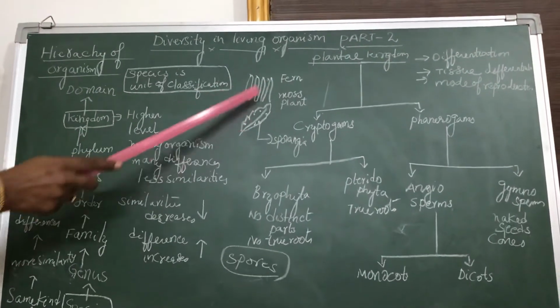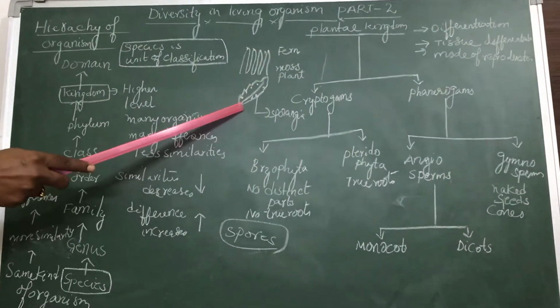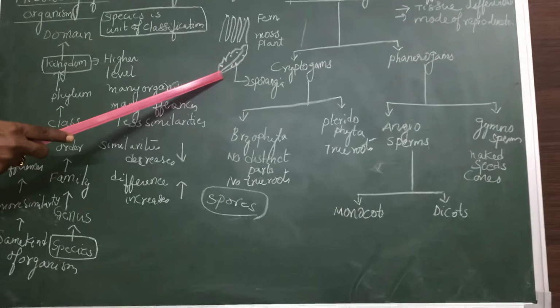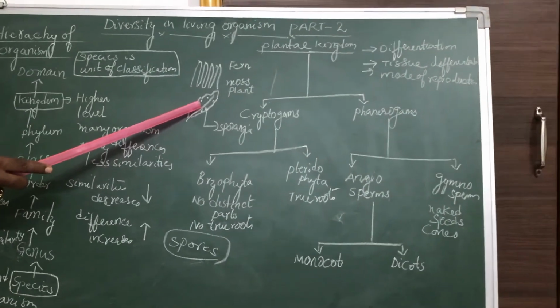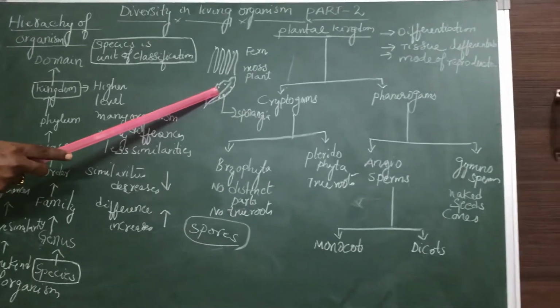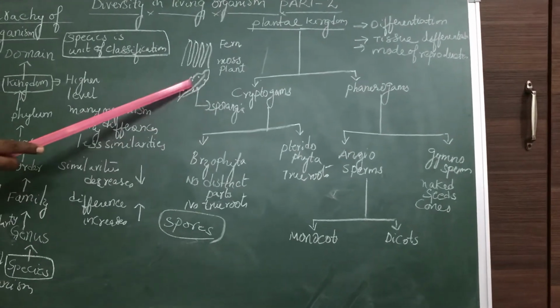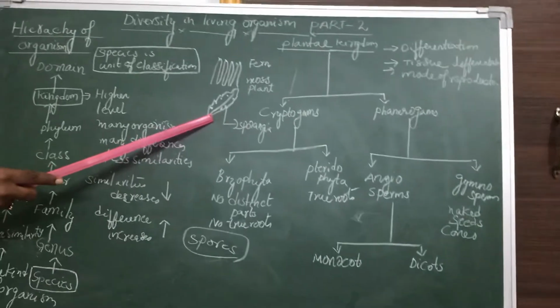Another lower plant is the fern plant. These fern plants also do not produce any distinct roots or leaves. They have a distinct root or stem, but they have leaves. On the back side of the leaves, there are dark brown colored structures called sporangia. Sporangia produce spores, and they reproduce through spores.